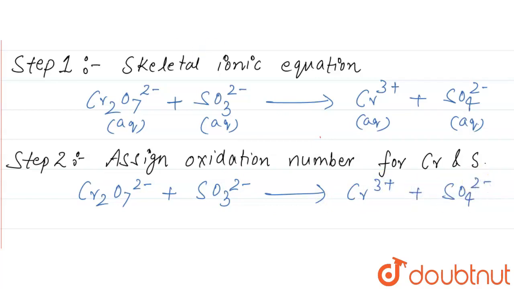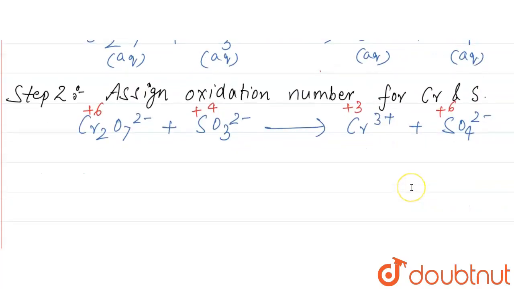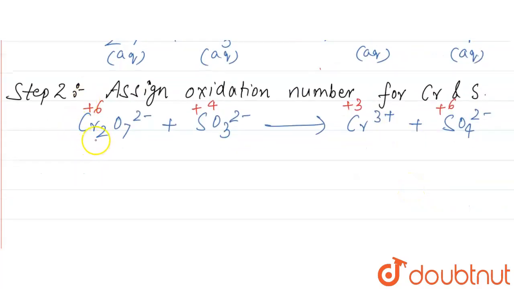The oxidation state is very simple to calculate. In Cr2O7 2-, one chromium has +6 oxidation state. In SO3 2-, sulfur has +4 oxidation state. In Cr3+, it is +3 oxidation state, and in SO4 2-, sulfur has +6 oxidation state. It is very simple to calculate, as we know the oxidation number.